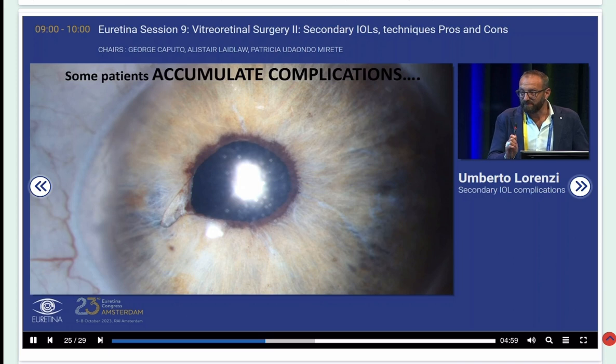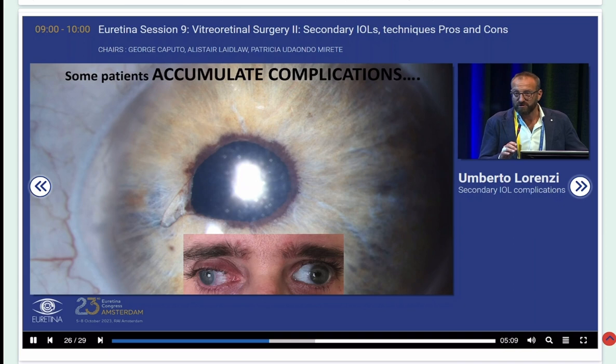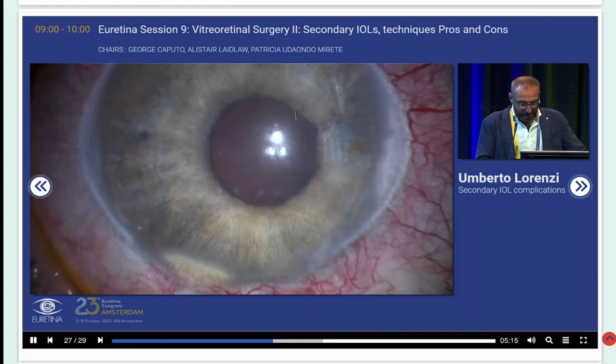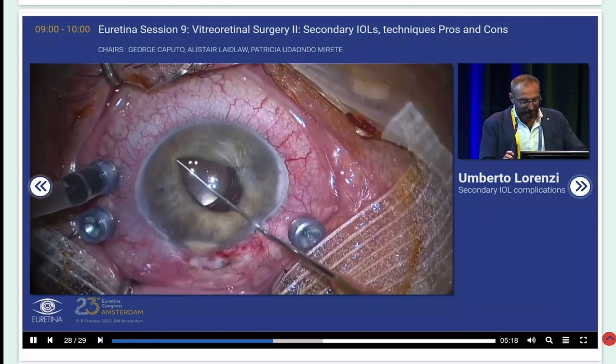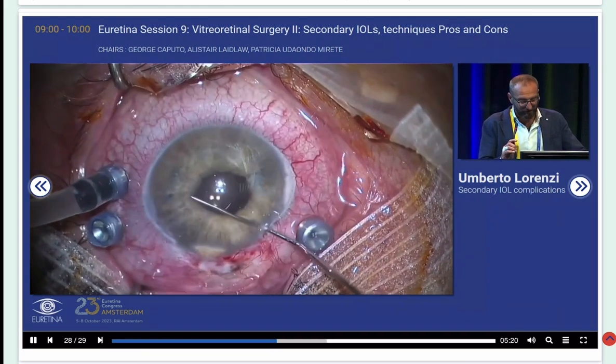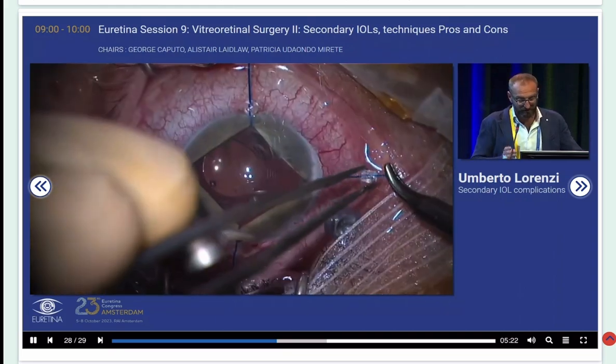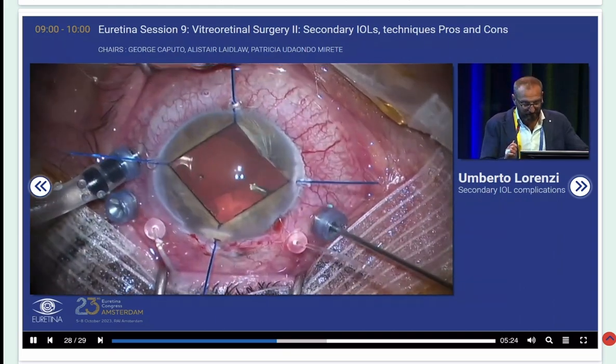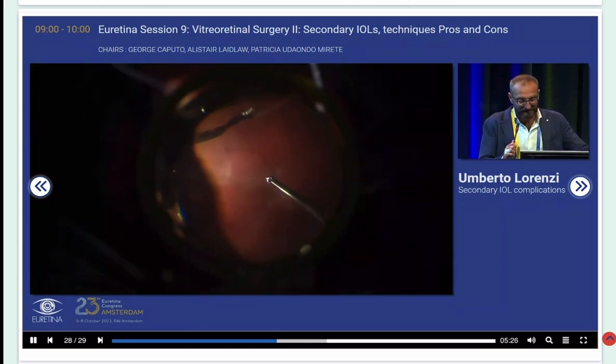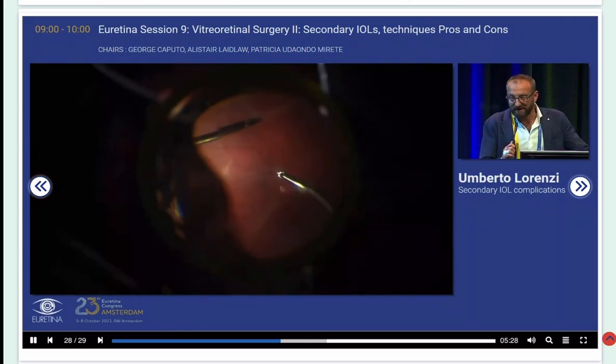And finally, some patients accumulate complications. This is an example of a patient that has a malposition of an iris claw lens. It was a one-eyed patient because of congenital glaucoma. And we will see the surgery. So the position of the Artisan is not good because it's in and out of the iris. And there is a retinal detachment.